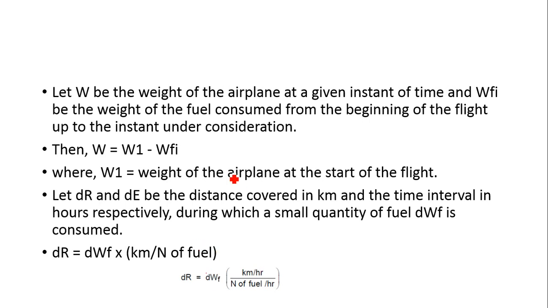So here the weight of the fuel is considered as WF, that is the total weight of the fuel at a time t, and the weight of the airplane will be W. The weight of the fuel from the beginning of flight is WF1, and W1 is the weight of the airplane at the start of the flight. That means when the aircraft is starting, the weight of the fuel will be WF1, and the weight of the airplane will be W1. Okay.